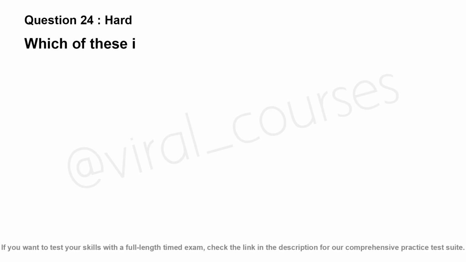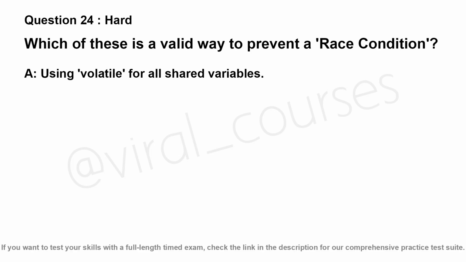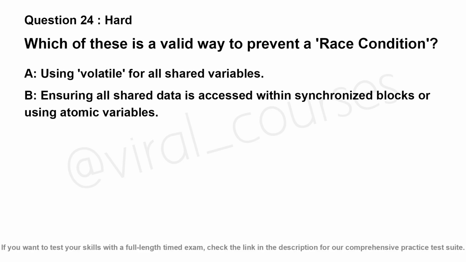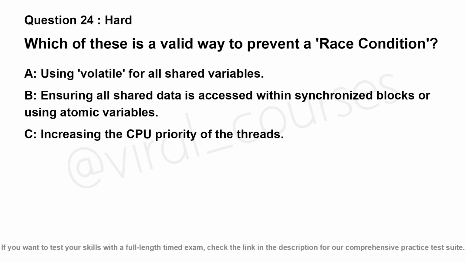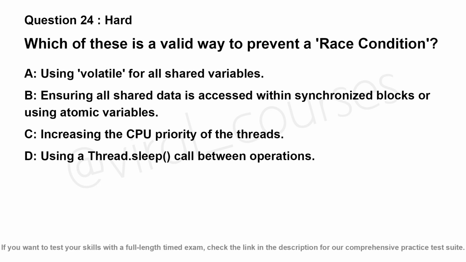Which of these is a valid way to prevent a race condition? Option A, using volatile for all shared variables. Option B, ensuring all shared data is accessed within synchronized blocks or using atomic variables. Option C, increasing the CPU priority of the threads. Option D, using a Thread.sleep call between operations.